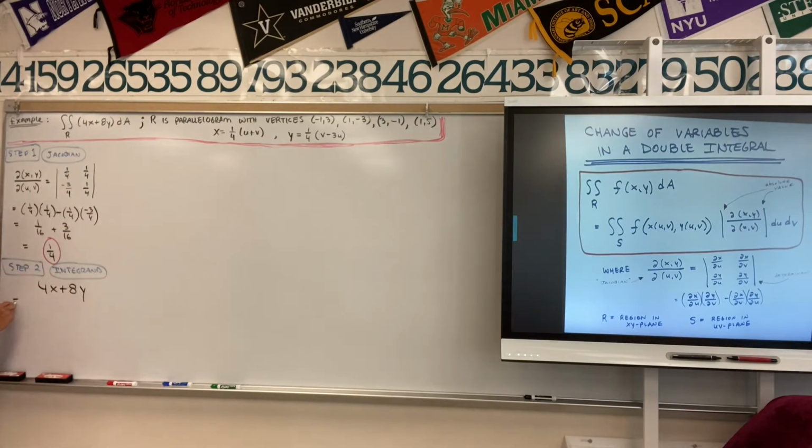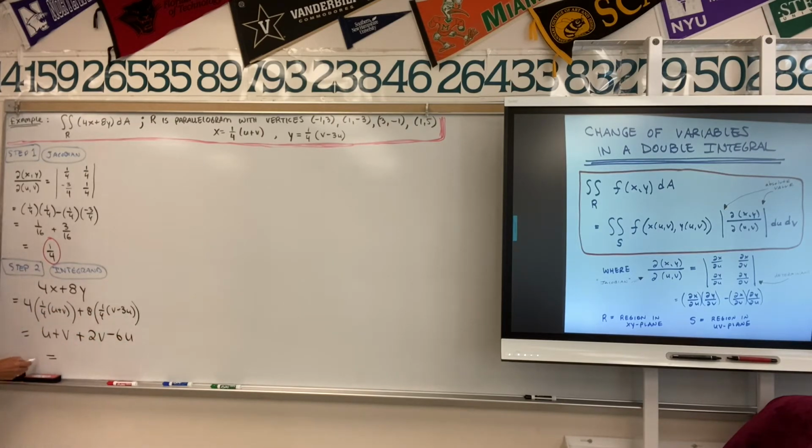So let's go ahead and take the x and substitute in 1/4. X is 1/4 u plus v, okay? And then we have 8 times the y, and the y is 1/4 of v minus 3u. So when you compute this, the 4's cancel out, so you have u plus v here, okay? 1/4 of 8, that's going to be 2, so 2 times v, okay? So you have plus 2 times v, and then when you distribute the 2 over here, minus 6 times u, okay?